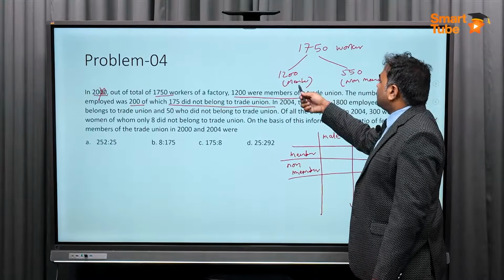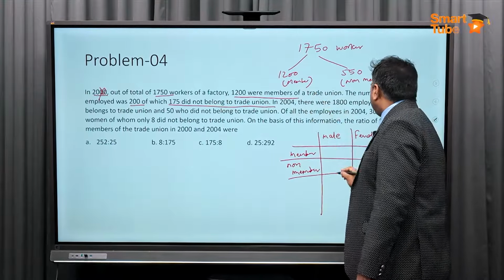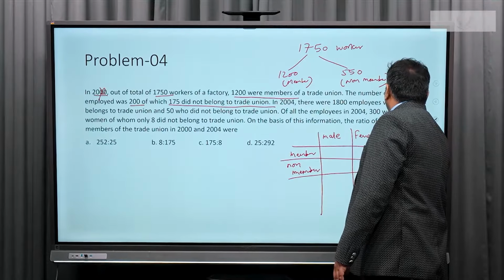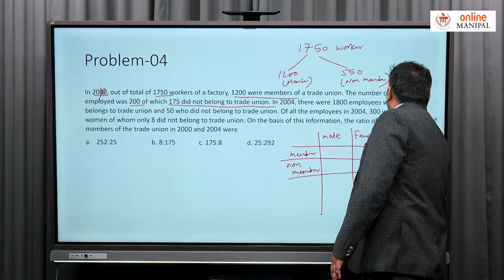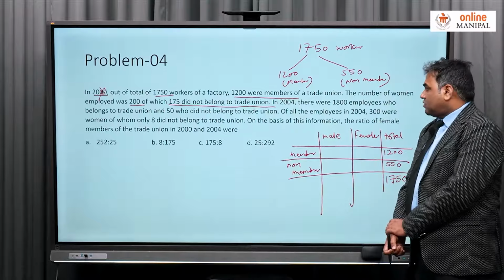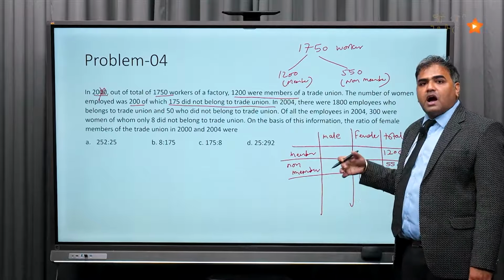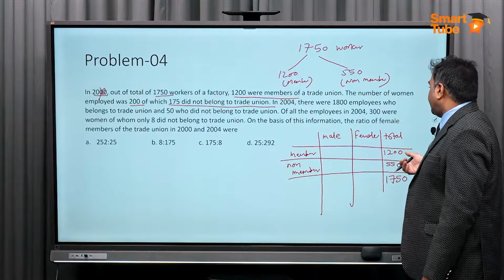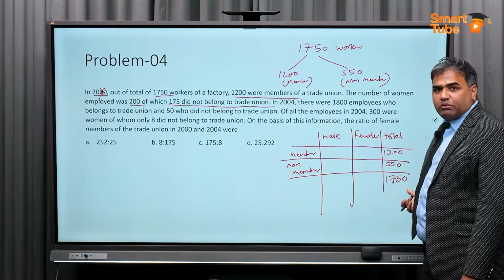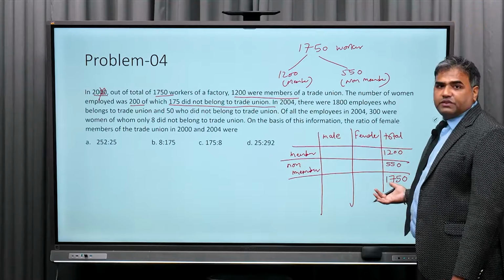Out of 1750, 1200 are members and 550 are non-members. So again in this problem we have a total of 1750. Out of 1750, 1200 are members, 550 are non-members. I hope this part is clear with everyone.